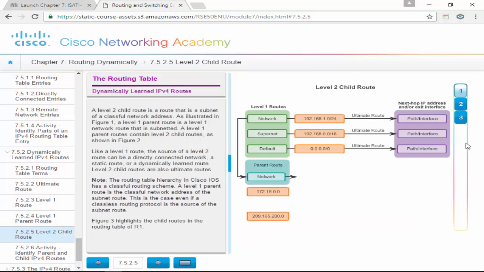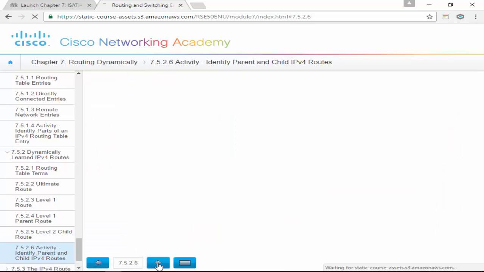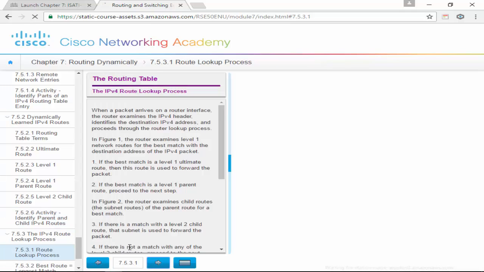Level 2 child route. So it's going to be coming off of this parent route. So as we can see, we had the parent route right here, and these are just terms. But you will be tested on them. And so it has all these children to that. The level 2 child route is a subnet of a route that is a subnet of a classful network address. So those are our routes. So what else do we have?